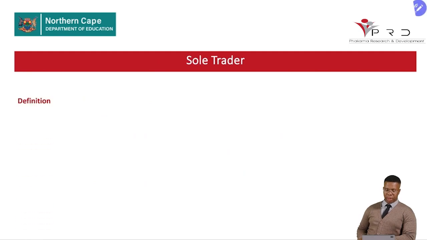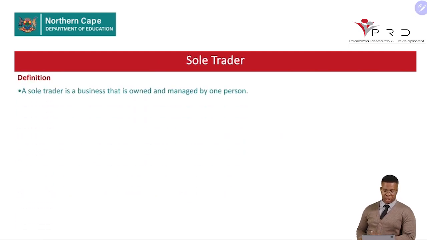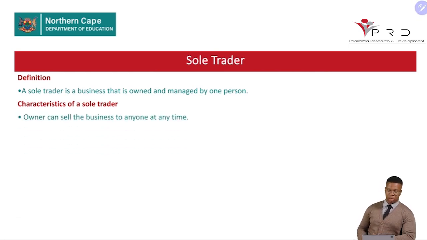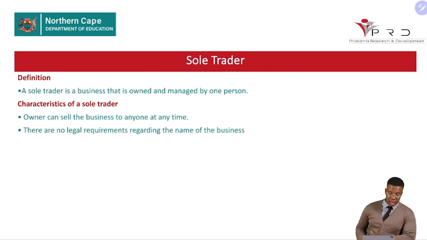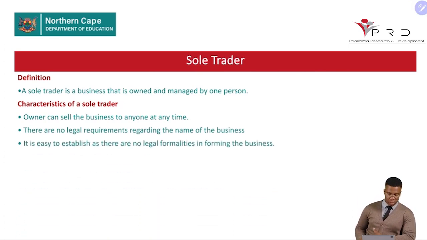Now, the first part is to define what is a sole trader. A sole trader is a business that is owned and managed by one person. The characteristics of a sole trader are that owners can sell the business to anyone at any time. There are no legal requirements regarding the name of the business. Furthermore, it is easy to establish as there are no legal formalities in forming the business.